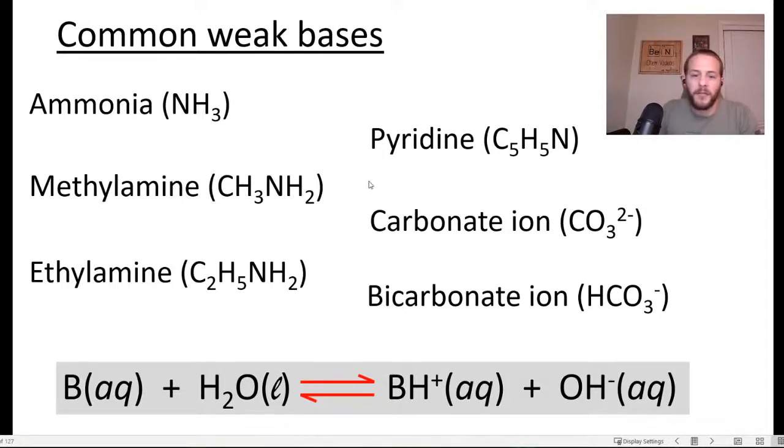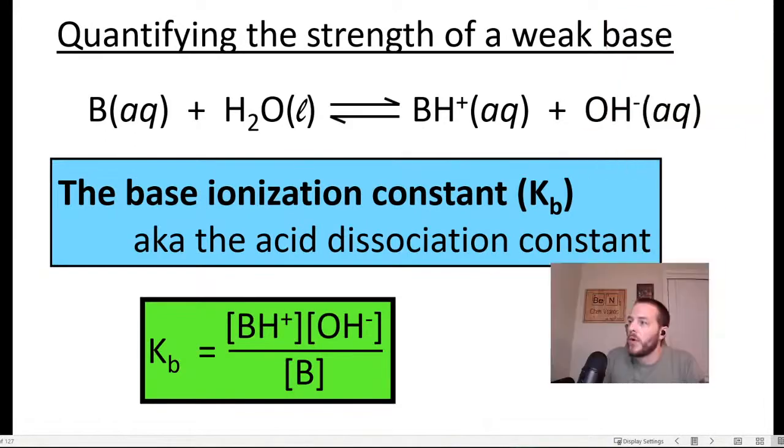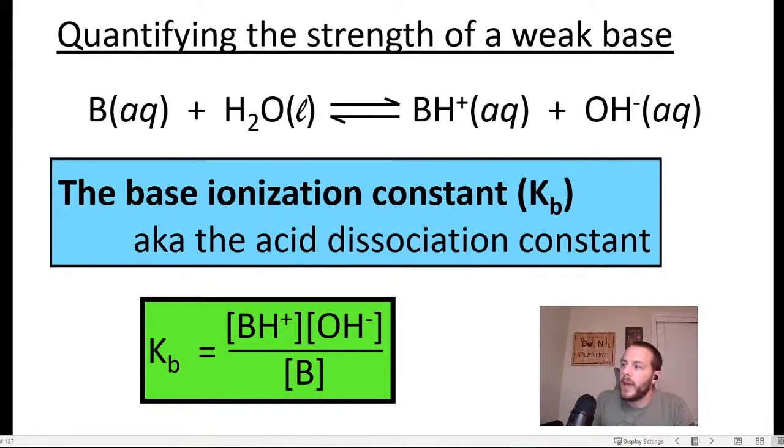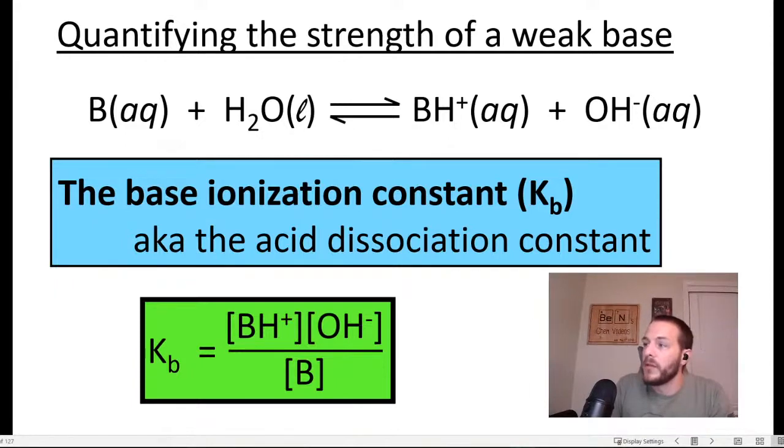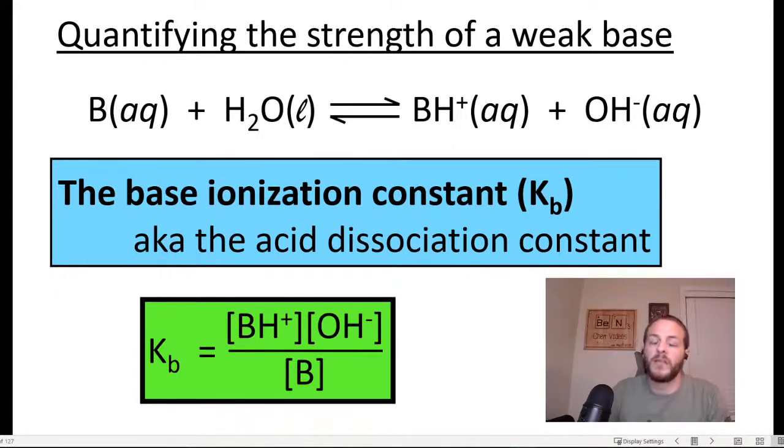So bases have a similar story, right? If we want to quantify the strength of a weak base, there's another equilibrium constant called the base ionization constant, or Kb. It's also called the base dissociation constant. It says acid dissociation constant on the slide, and that's only because of my horrible ability to proofread what I'm doing. But it's the base dissociation constant. And so the formula for this equilibrium constant would be given right here.